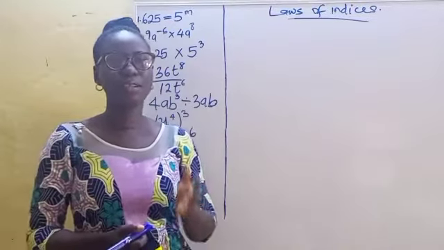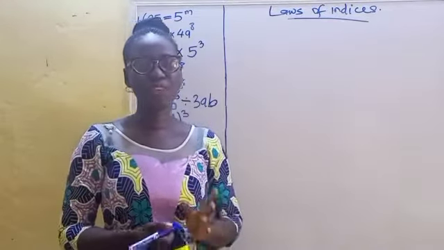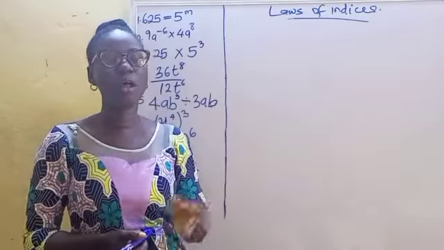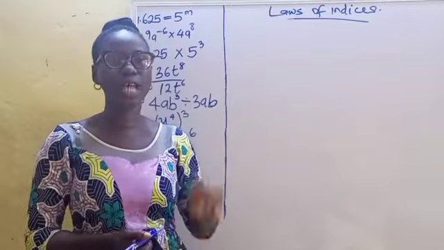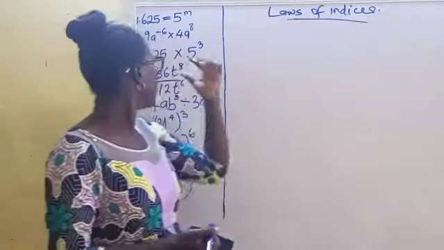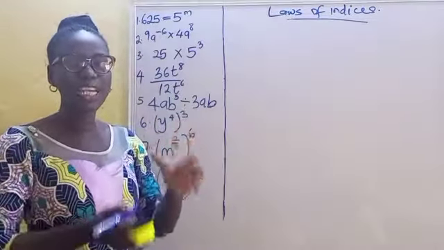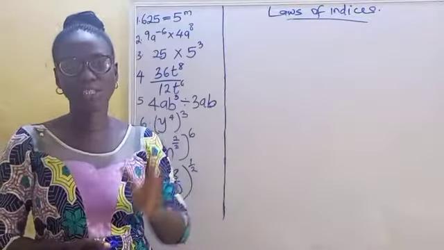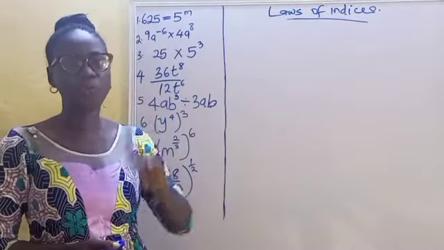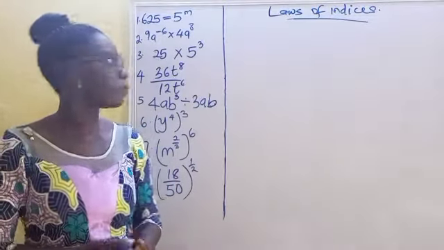Previously, we looked at the laws of indices, and we looked at three specific laws: the addition law, the subtraction law and the zero index law. Now, questions 1 to 5 deal with the addition and subtraction laws. So let's quickly take these before we continue with the other laws of indices.